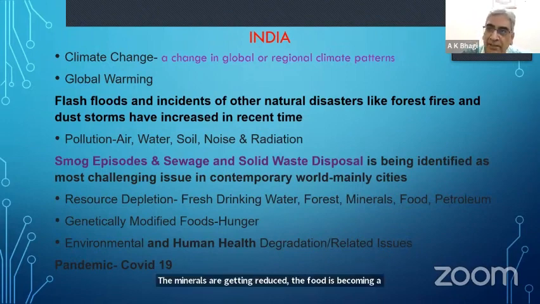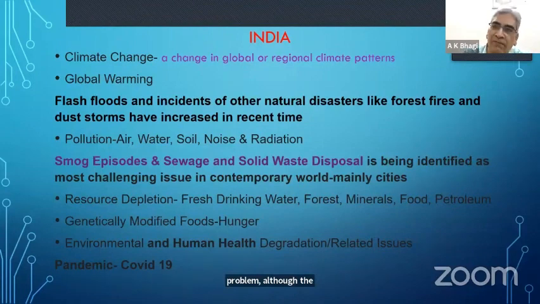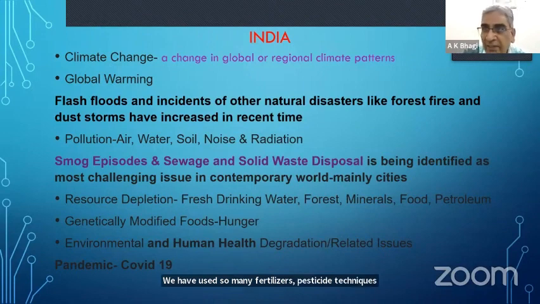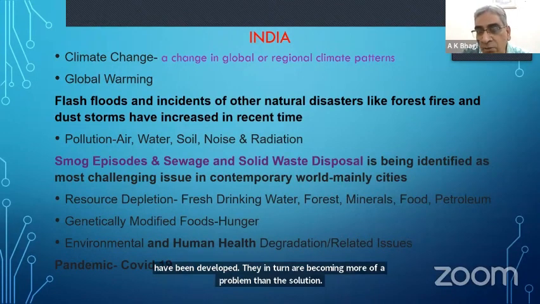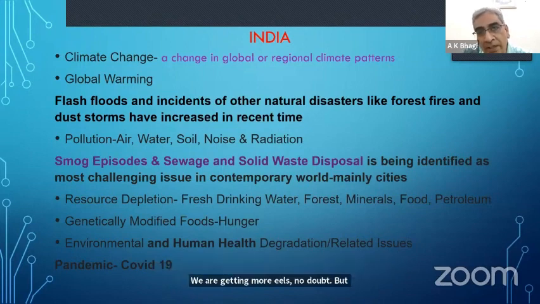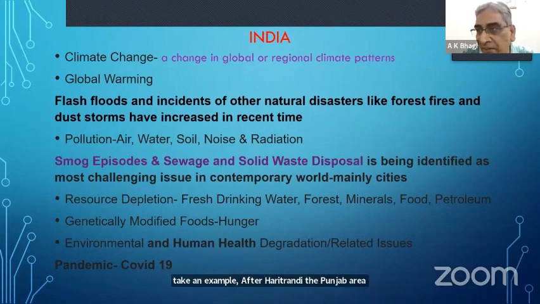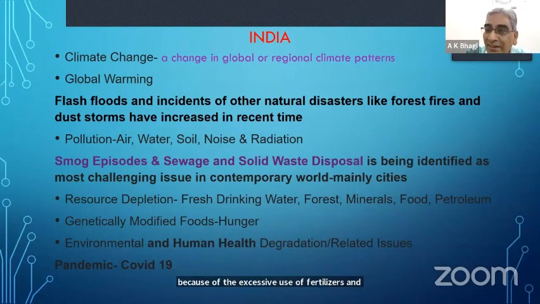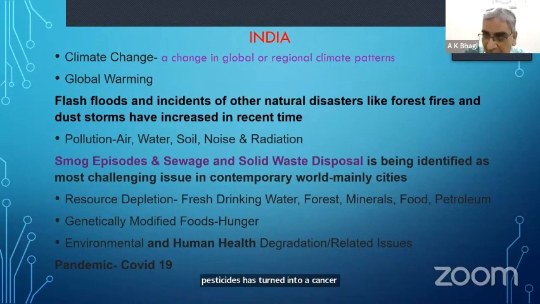Although agriculture practices have improved, we have used so many fertilizers, and pesticide techniques have been developed. They in turn are becoming more of a problem than a solution. We are getting more yields, no doubt. But take the example of Punjab. After the Green Revolution, the Punjab area, because of the excessive use of fertilizers and pesticides, has turned into a cancer region. A train is being named the cancer train. You see, things have changed.